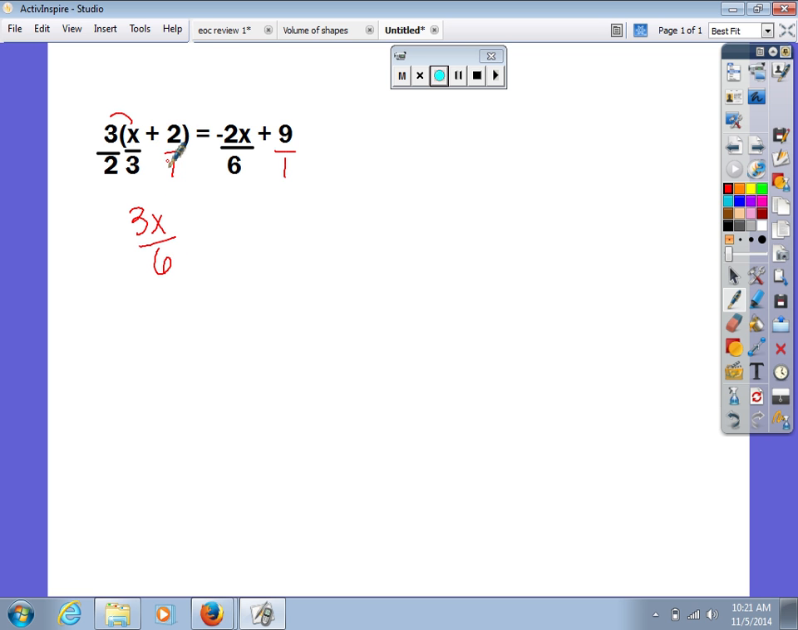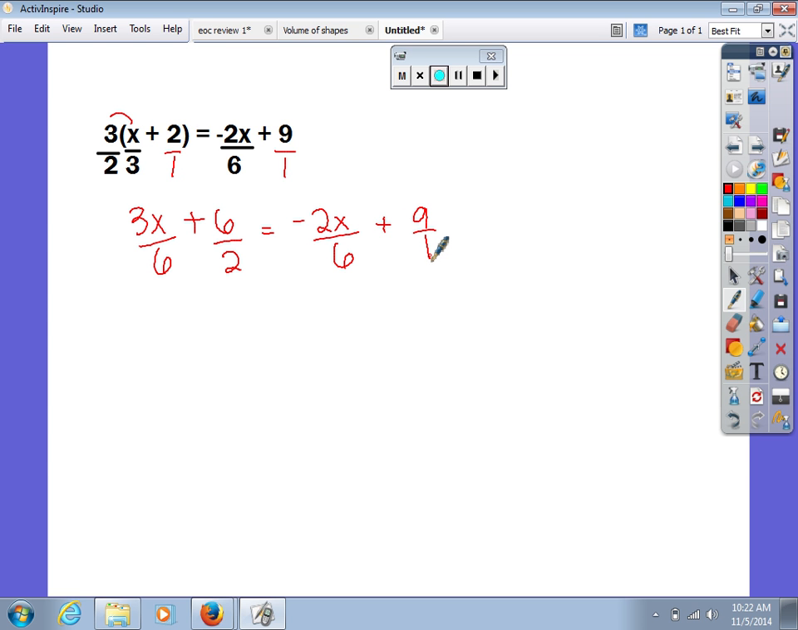Okay, do not bring down the plus sign. Remember that? We do not bring it down. We have to say positive 3 times positive 2 is a positive 6. That's why it's a plus. Over, what's 2 times 1? 2 equals negative 2x over 6 plus 9 over 1.